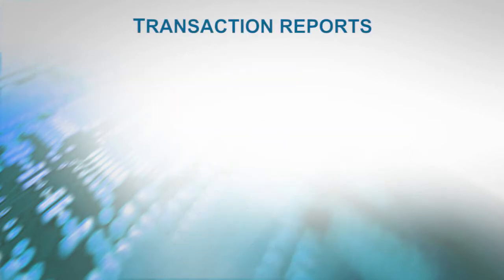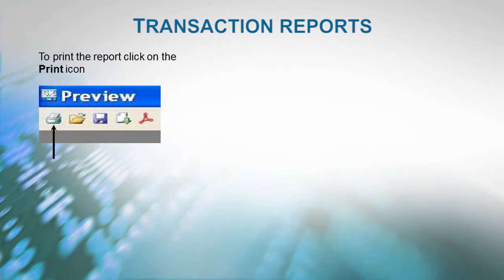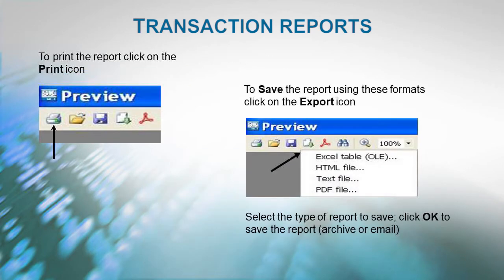Transaction reports. For transaction reports, select Transactions, then click on the printer icon. To print the report, click on the print icon. To save the report to Excel, HTML, text, or PDF formats, click on the export icon, as shown here. Select the type of report you wish to save and click OK to save the report. This option allows you to save the report or send it via email.